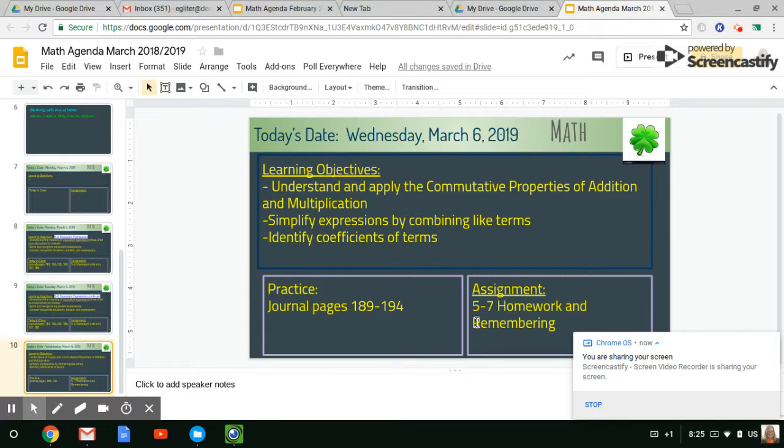Hello, we are going to learn about commutative properties in addition and multiplication, and associative properties too. We're going to simplify expressions by combining like terms and identify coefficients of terms. We're going to use journal pages 189 to 194. So let's get started on page 189 and start talking about some vocabulary and thinking about this.